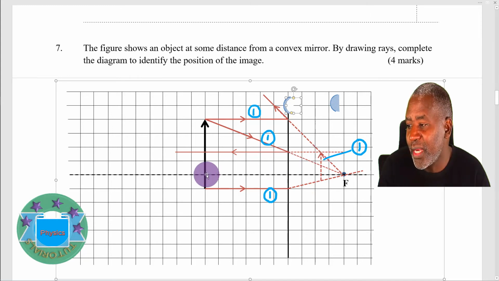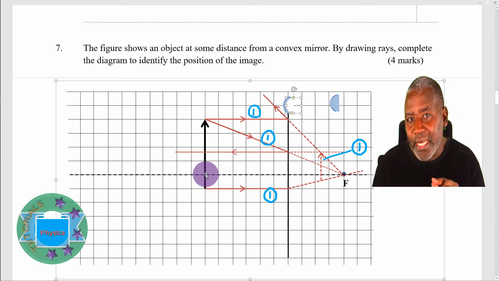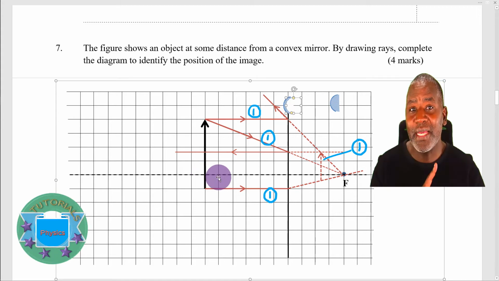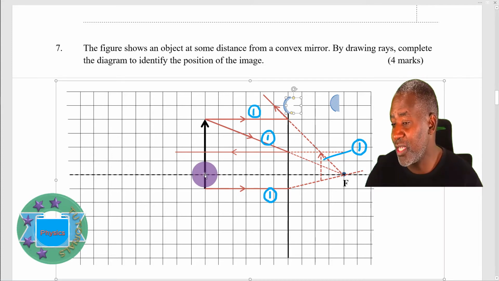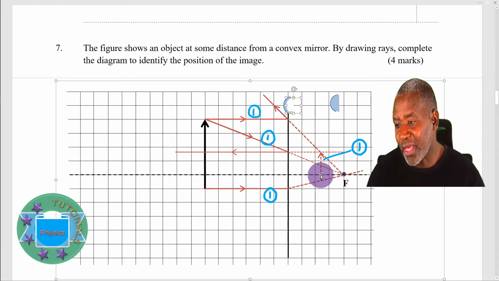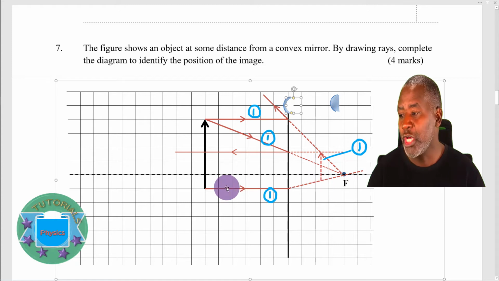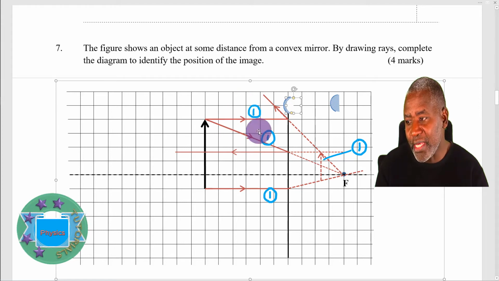And where do we now locate the tail? In most questions, you will find that the tail always lies on the principal axis. But the examiner can fail to do that. In fact, you can see in this question, the examiner has given us an arrow which passes the principal axis. So where on the principal axis, or where above the principal axis or below the principal axis, do we find the tail? So we must repeat these two rays for the tail.